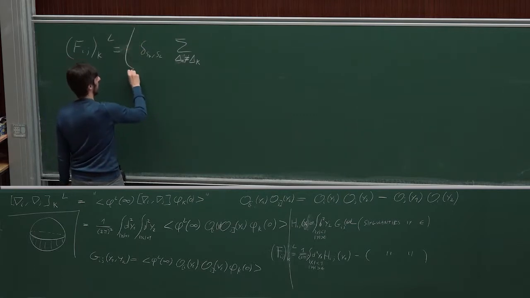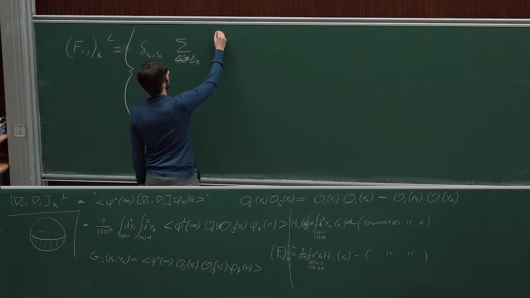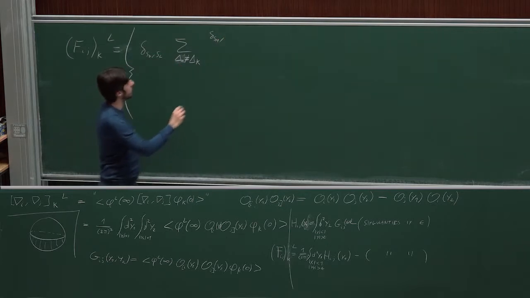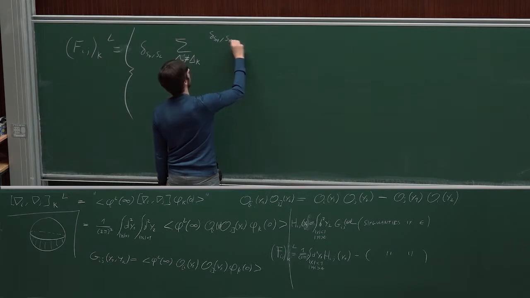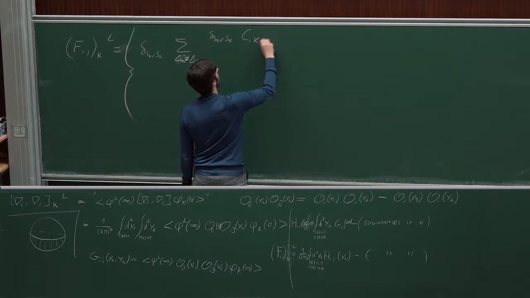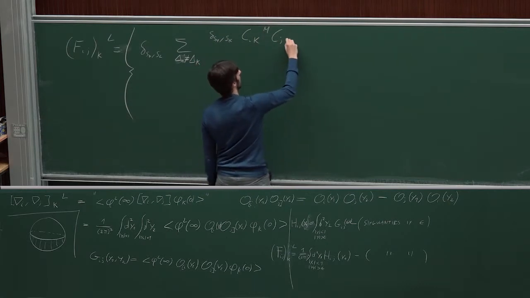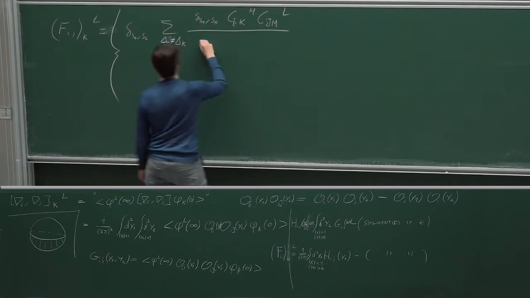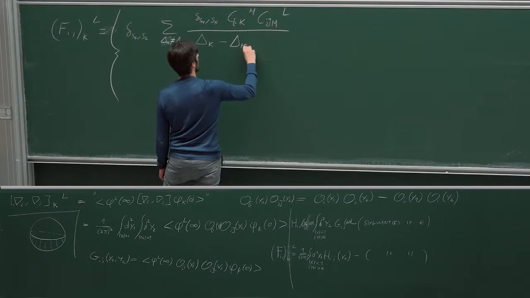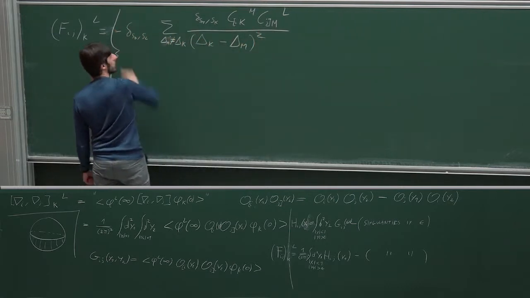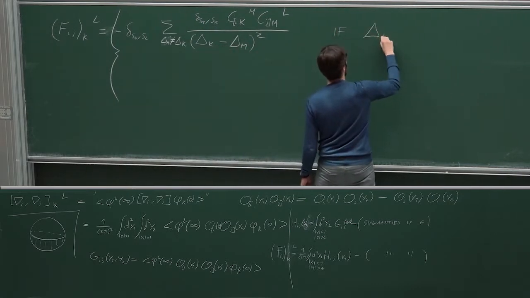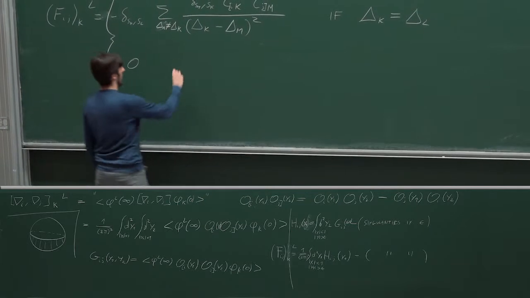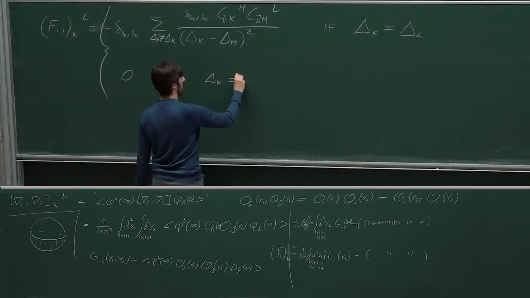This is equal to two things. So, two cases. One is this, and it gives you a delta. Let me write it now: c_{ikm} c_{jml}, antisymmetrized here, divided by (Δ_k minus Δ_m) squared, with a minus sign if Δ_k equals Δ_l, and 0 if Δ_k is different from Δ_l.